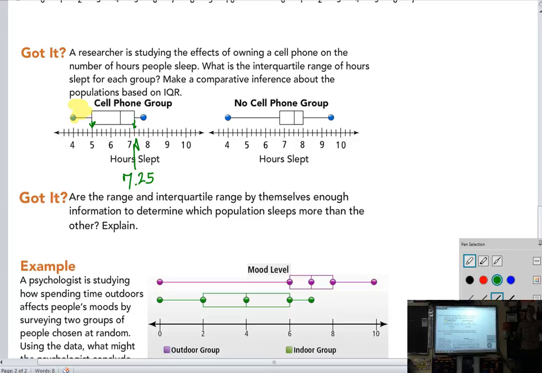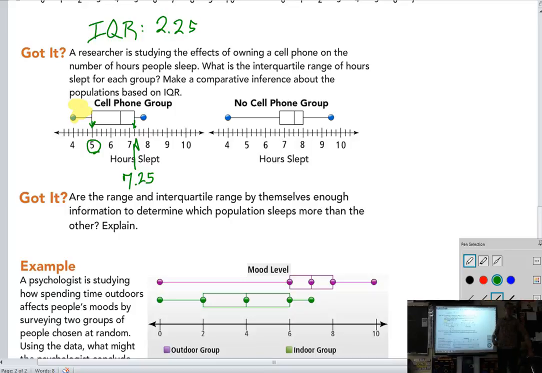Interquartile range, 5 to 7.25 is 2.25. I do the subtraction. So I look at 7.25 minus 5, and my IQR for the cell phone group is 2.25. That's the difference in the middle 50% of the data. We're talking about how tight is your data. It spans 2.25. The middle 50% has that big of a span.